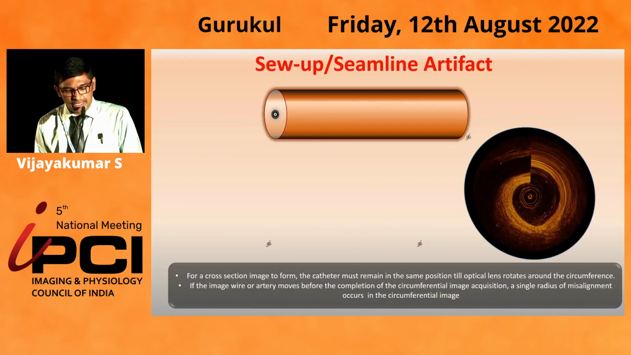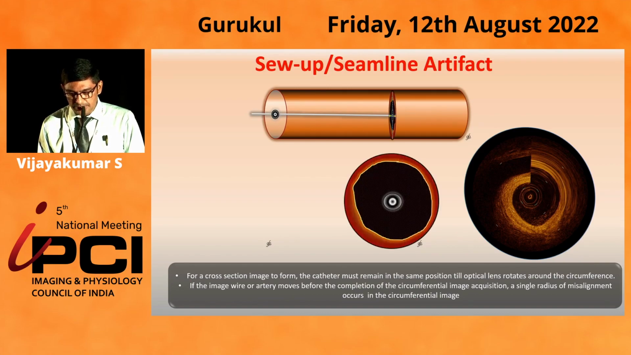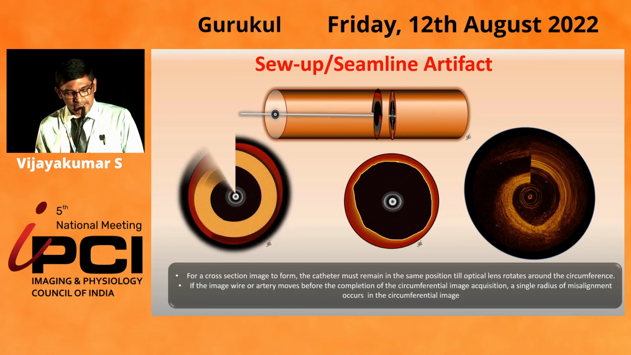The next artifact is your C-line or seam-line artifact. We all know for a cross-sectional image to form, the catheter must remain in the same position until the optical lens rotates around the circumference and forms a 360-degree image. If the wire or artery moves before the completion of the circumferential image acquisition, a single radius of malalignment occurs. This produces an appearance of a major dissection. So this is actually an artifact.